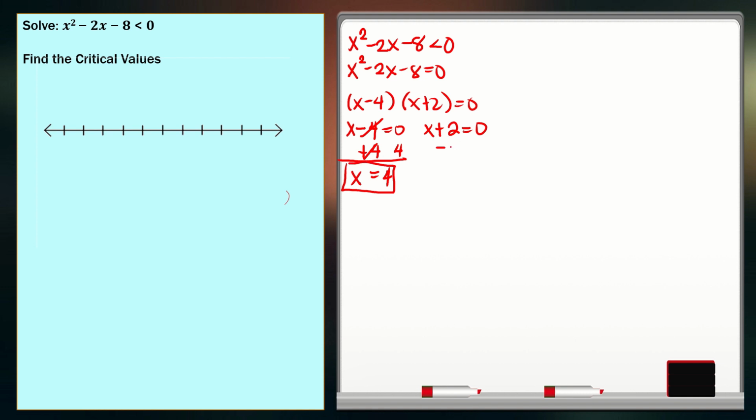We will apply the subtraction property. So we'll add both sides of the equation by negative 2.